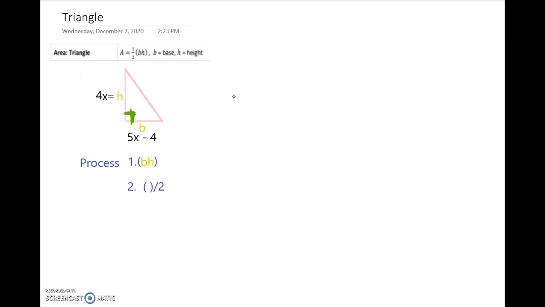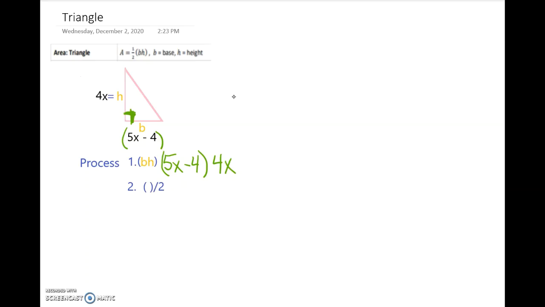Well, the base is this whole thing. And so we should put parentheses around it because it's a binomial. A binomial means it has two terms. The 5x is one term and the -4 is another term. So we have (5x - 4) times the height, which is 4x.